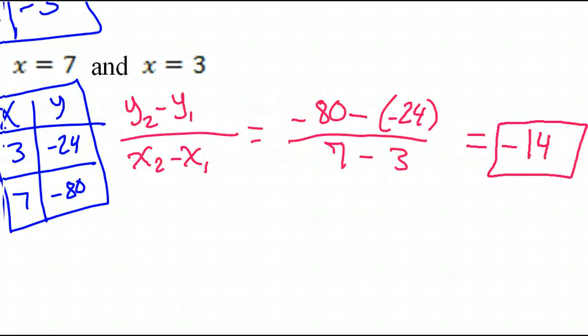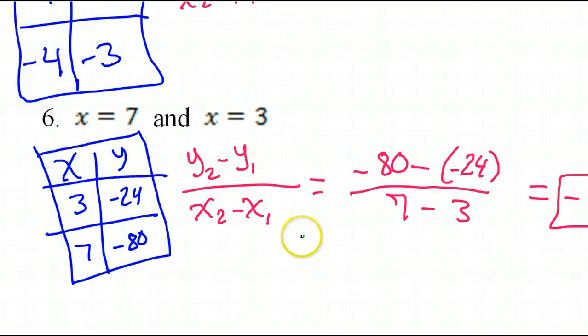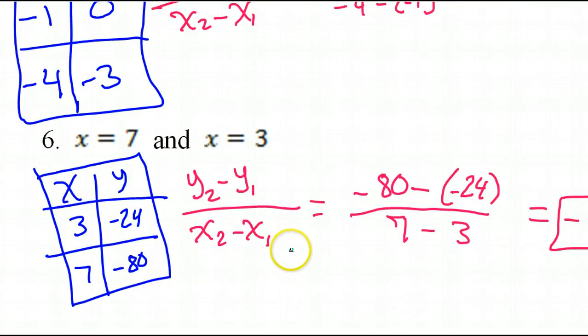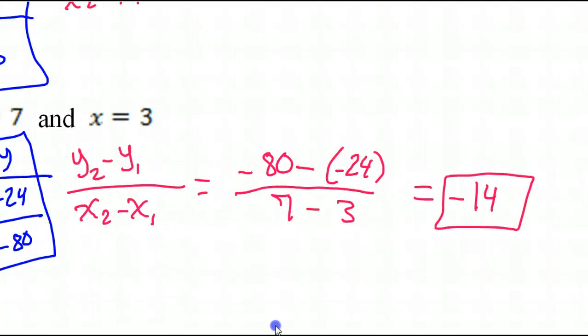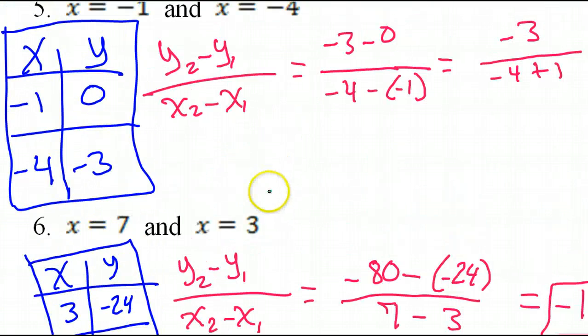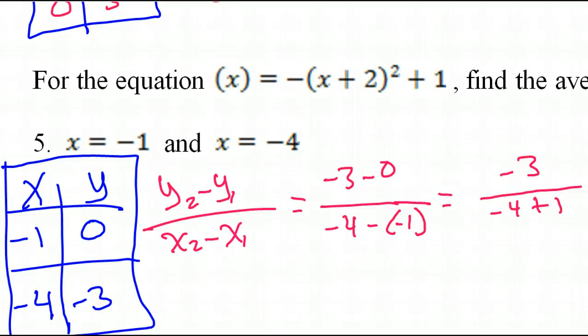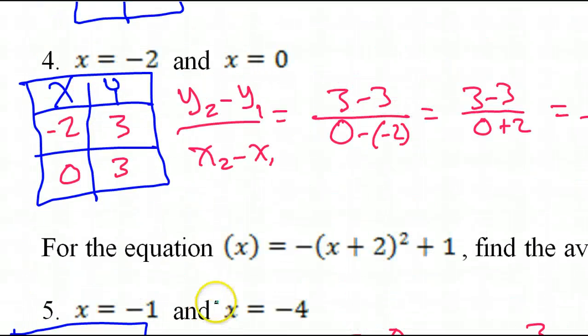Okay, so that was number 6. How about number 7? Oh, wait! There is no number 7. So guys, this is the end of this lesson. You just learned how to calculate the rate of change. And you just learned that rate of change is the same thing as the slope. You're welcome.